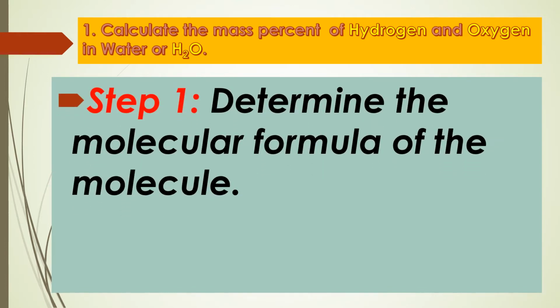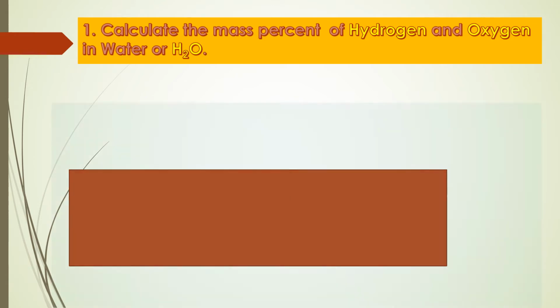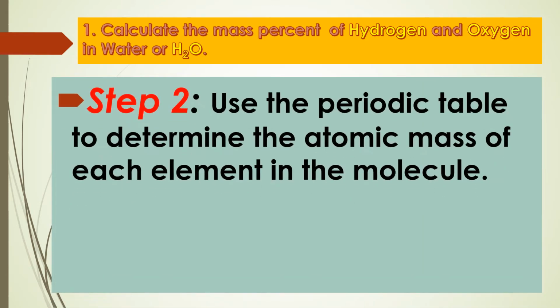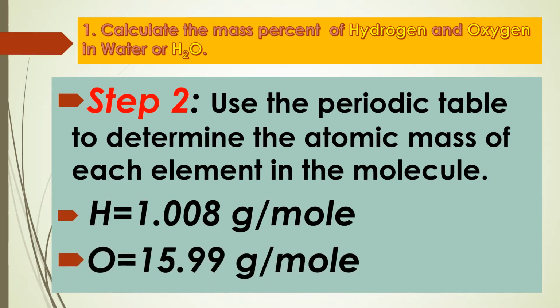Step 1. Determine the molecular formula of the molecule, H2O. Step 2. Use the periodic table to determine the atomic mass of each element in the molecule. Hydrogen: 1.008 grams per mole. Oxygen: 15.99 grams per mole.